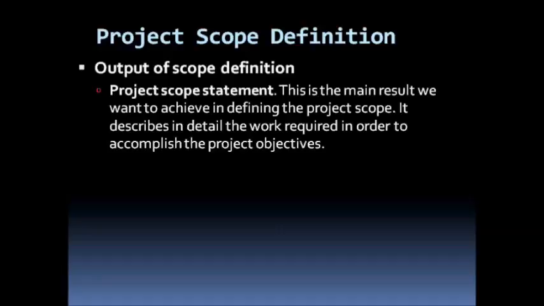The output or outcome of our scope definition will be a project scope statement, and this is the main result we want to achieve in this process. As we said earlier, the scope statement will describe in detail all the work required in order to accomplish the project objectives. After coming up with our scope statement, the next thing we would like to do is to create a work breakdown structure.